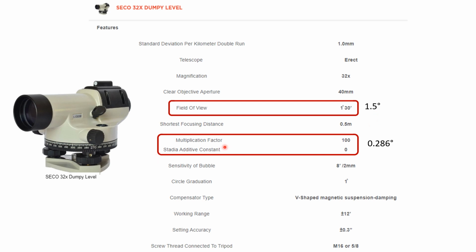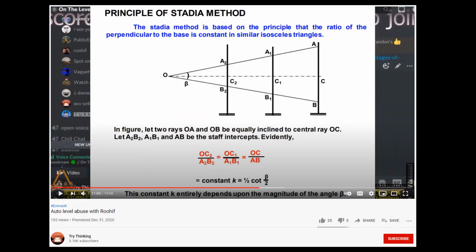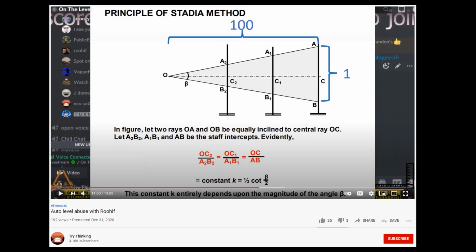The Stadia has a multiplication factor of 100, which equals 0.286 degrees. Now this is from Bev's channel when he was arguing with Ruhip that Stadia marks are not represented by an angle. Now Stadia marks are used to make estimations of distance, and they are based on this triangle which has a ratio of 1 to 100.